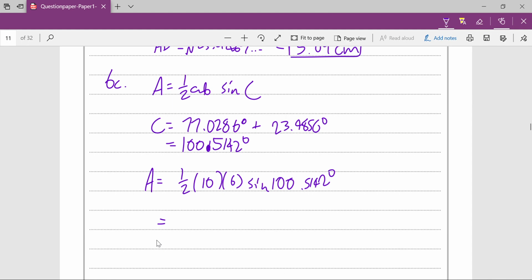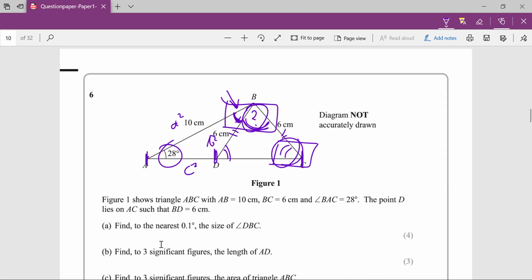And this would evaluate to 0.5 times 10 times 6 times sine 10.5142, which leads us to 29.496 centimeters squared. Now this may seem kind of counterintuitive given that it's already not much, like these side lengths seem so long compared to that kind of area, in my opinion at least.